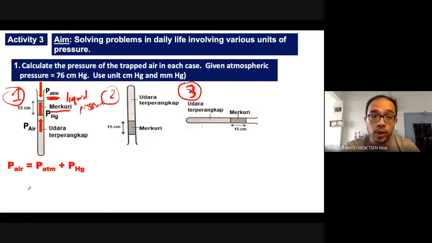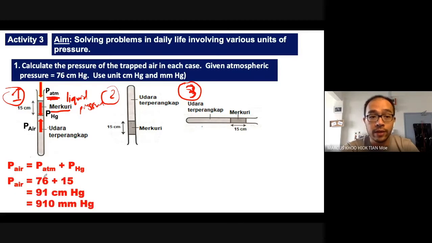Okay, and so we can count. We can actually count the pressure of trapped air because we have atmospheric pressure, which is 76, and then the mercury pressure is 15. And the good thing is we don't have to use P equals to h rho g. We just have to use centimeter Hg saja. So 15 centimeters of mercury will obviously kenakan 15 centimeter Hg lah. Kan? So all we have to do is just plus together and we get 91 centimeter Hg or 910 millimeter mercury. Okay, so knowing how the equation is formed is very important.